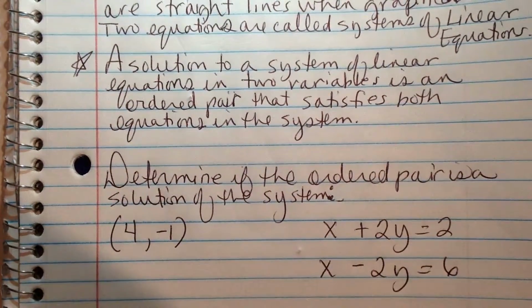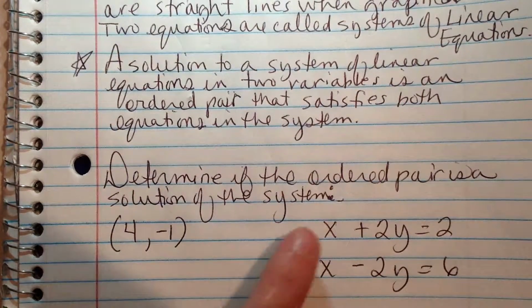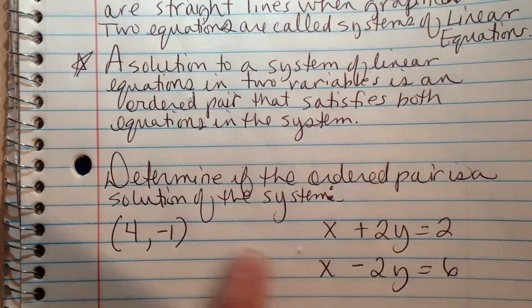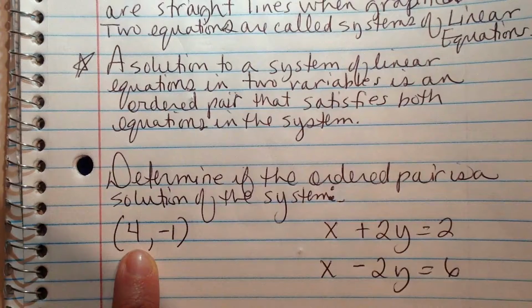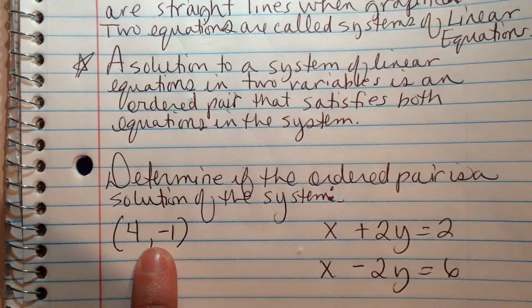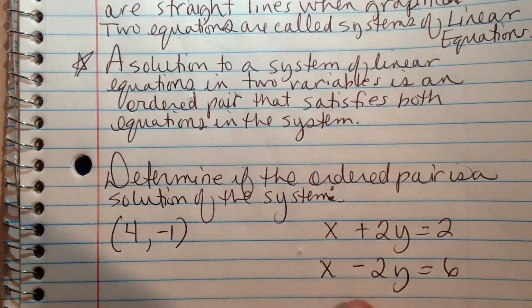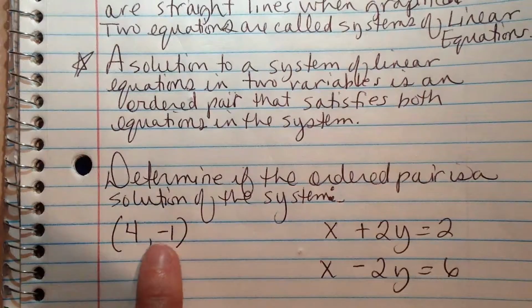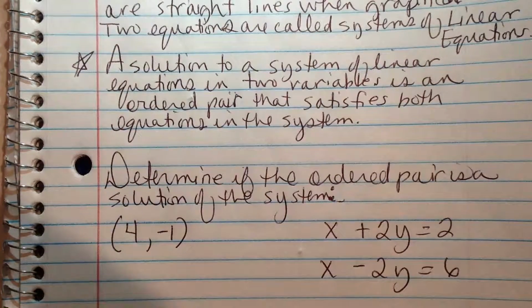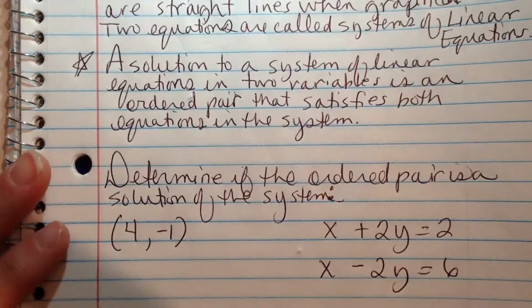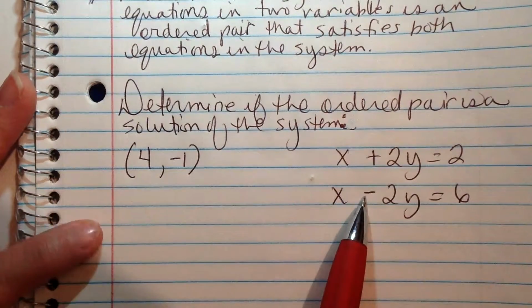Determine if the ordered pair is a solution of the system. Now, these two are lines. This is a point. Our question is, does this point lie on both of these lines? In other words, when these two lines intersect, do they intersect at this point? That's the question. In order for it to be a solution, this point has to be on both of these lines. So the way we will determine if this point is on both of these lines is we will take one line at a time.